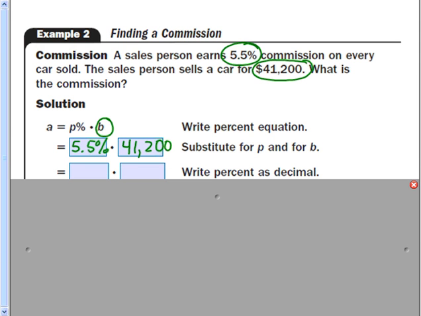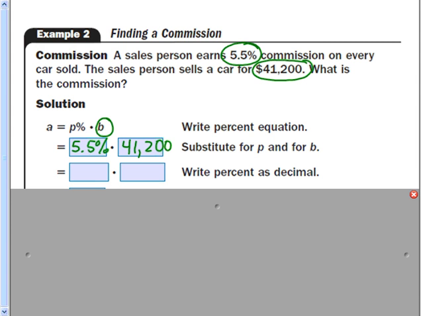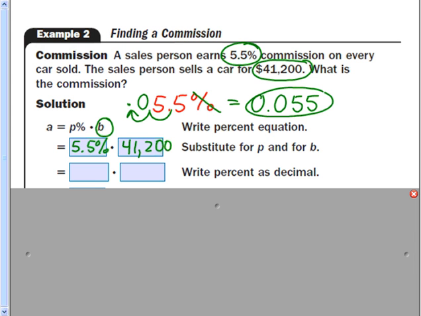So I've got things substituted in. Writing the percent as a decimal, so now I'm going to take 5.5%. I'm going to move the decimal point to the left twice. So I have to add a 0 in there. And I'm going to drop the percent sign. So the decimal form of that percent is 55 thousandths. I'm going to use that instead of the percent in my calculations. So I'm going to have to do this multiplication: 55 thousandths times 41,200.